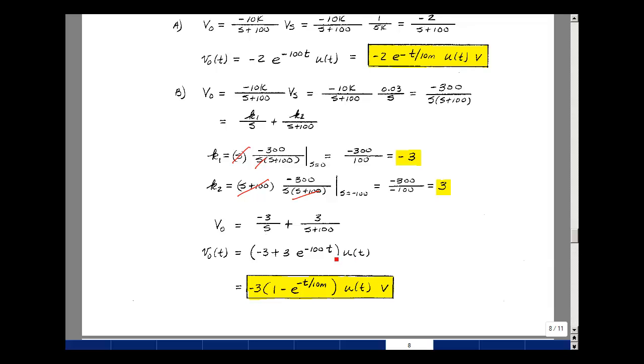And then we'll write this again with a time constant. 1 over 100 is 10 milliseconds. We could pull out a minus 3 here, so we have minus 3 times the quantity 1 minus e to the minus t over 10 milliseconds, times u of t, and the units are volts. And this is Supplemental Problem 11.4.